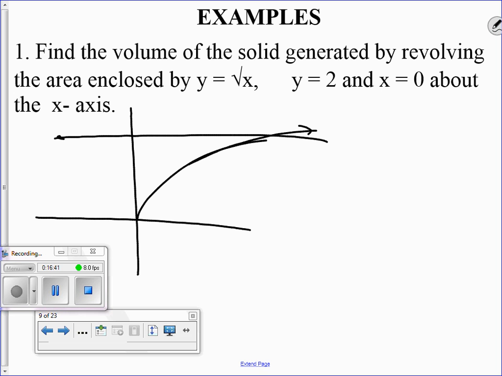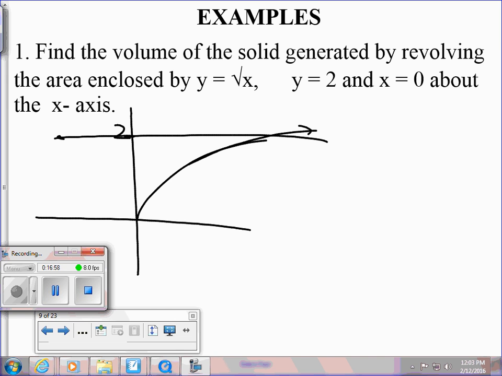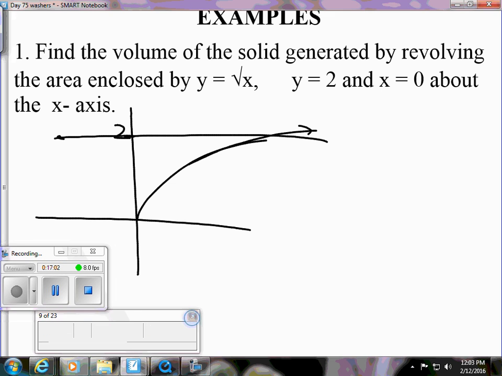Okay. So this is a 2 here. X equals 0, the y-axis. Good. So does everybody see what region is enclosed? Okay. So we have to identify the region.